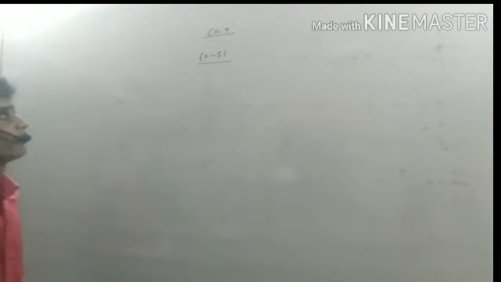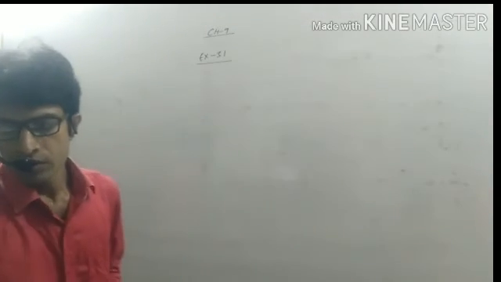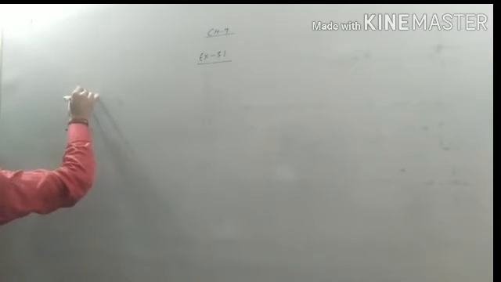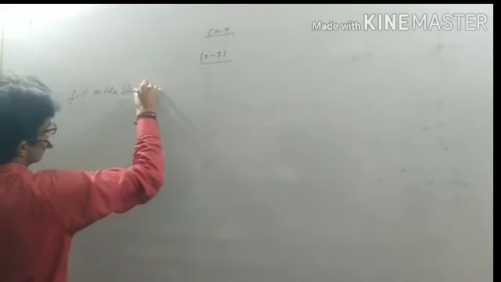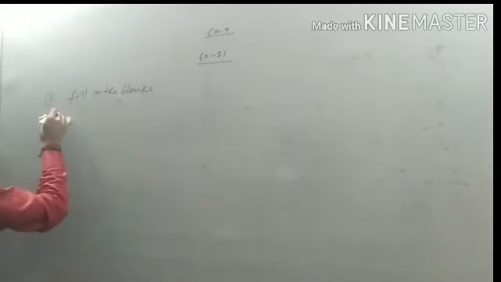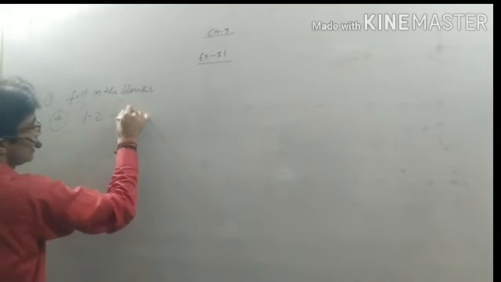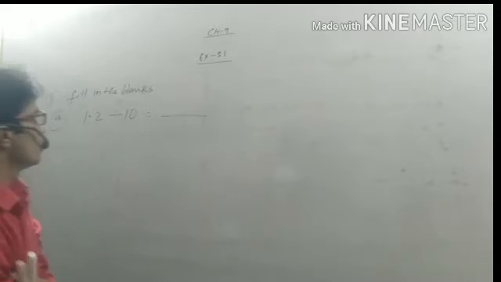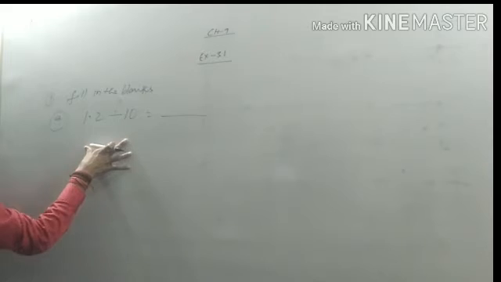Now we have to solve some questions of exercise 31. Okay. So fill in the blanks. Question number 1, A: 1.2 divided by 10 equals what? So now solve this question.